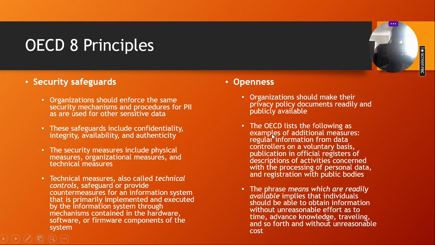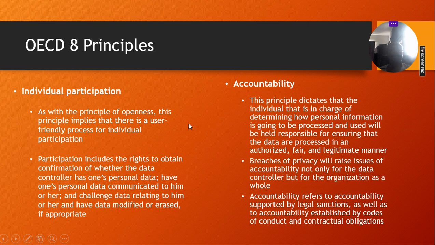The OECD lists the following as examples of additional measures: regular information from data controllers on a voluntary basis, and publication in official registers of the description of the activities of processing personal data with the regulatory body, and so on and so forth. So the information should be made very available, and should also be with the regulatory body, whatever you're doing.